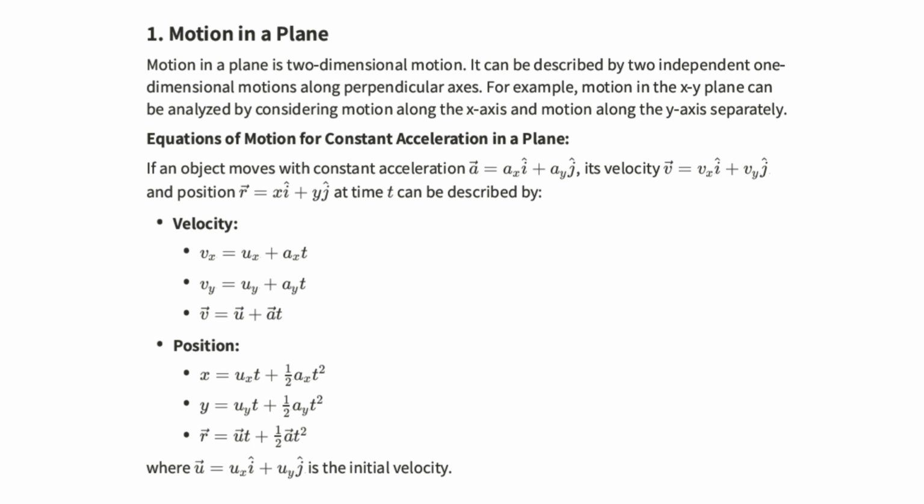Because the axes are independent, you never solve a 2D problem as one big equation. Instead, you split the problem into two separate columns on your paper and solve them independently using standard kinematic equations. Equations of motion for constant acceleration in a plane are given. So using these equations you can solve a problem on motion in a plane.